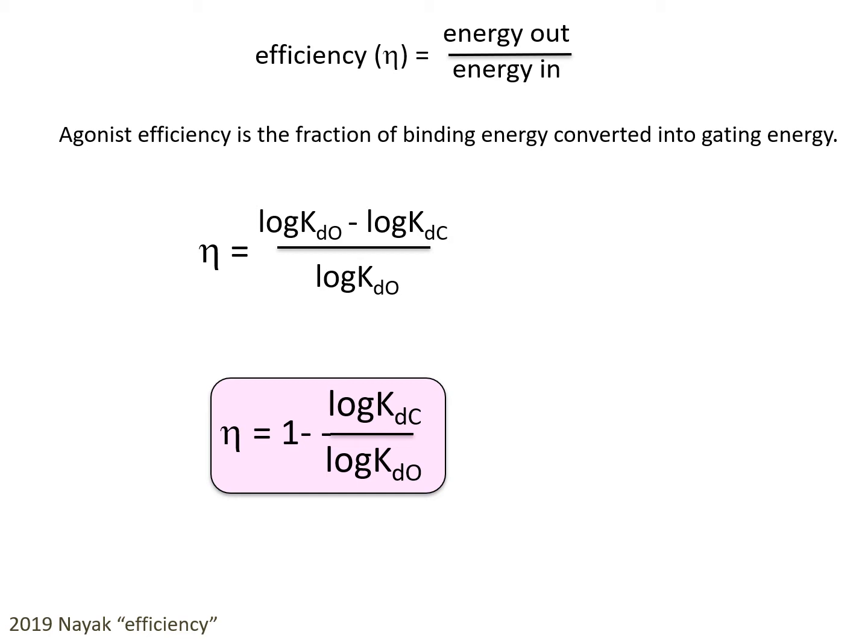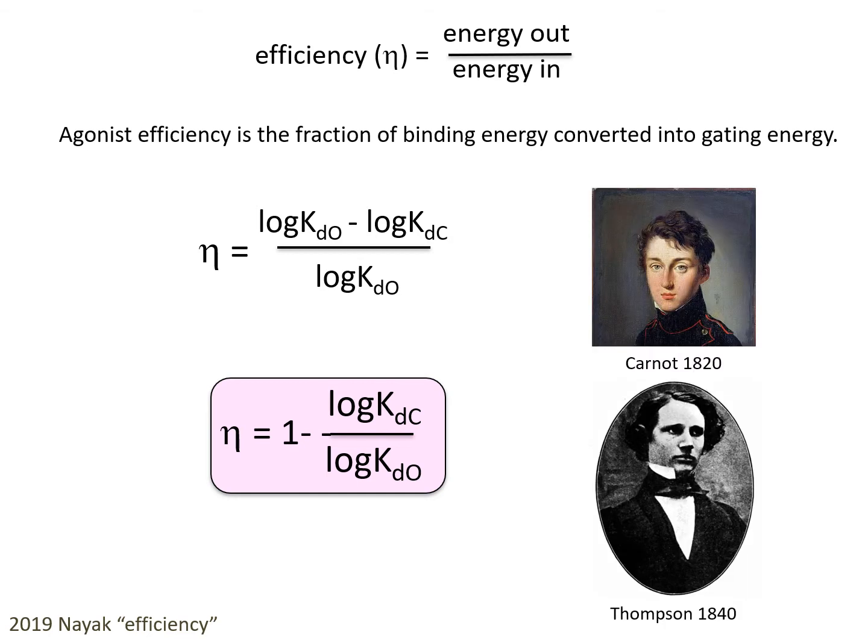And this should be a familiar form to those who are familiar with heat engines or the Carnot cycle, because it is the same form as the equation given for a steam engine by these two fellows, Sadi Carnot and Lord Kelvin, about 200 years ago. But instead of the binding energy ratio to the right there, it was the temperature ratio. The efficiency of a steam engine is 1 minus T hot divided by T cold.